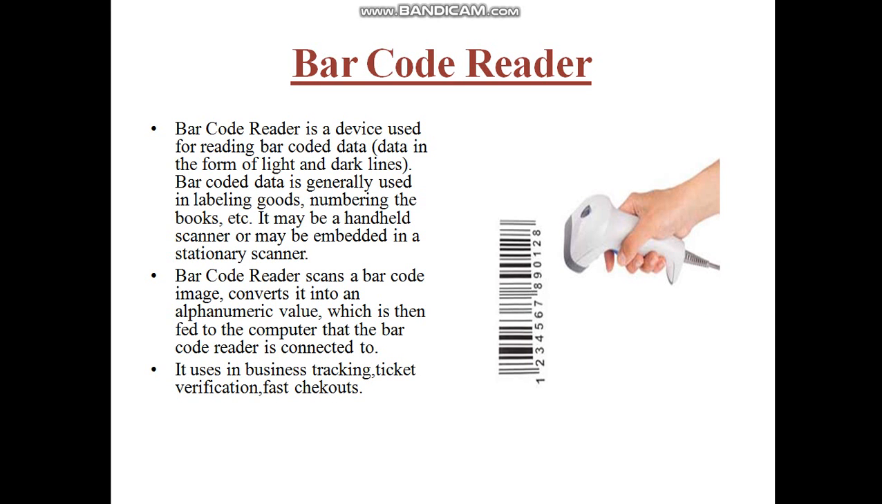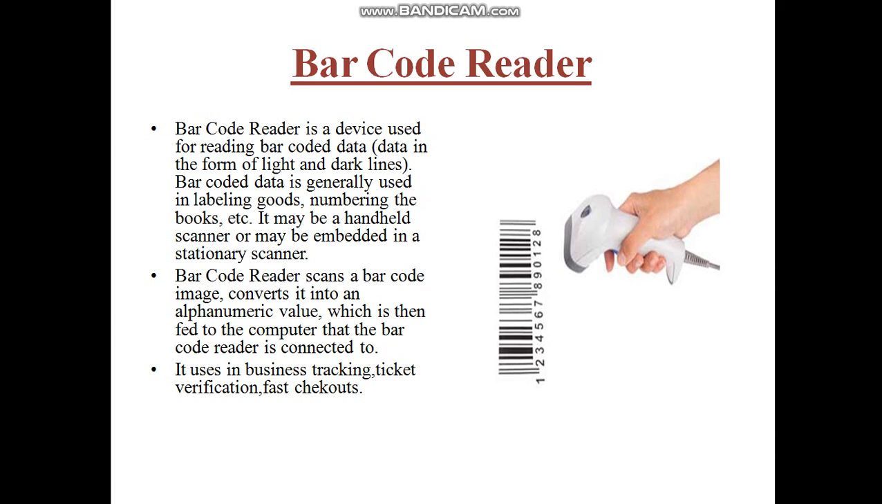Next is a barcode reader. A barcode reader is a device used for reading barcode data in the form of light and dark lines. Here is the image of a barcode. There are some dark and light lines with some numbers. It is used for labeling goods, numbering books, etc. It may be a handheld scanner or may be embedded in a stationary scanner.